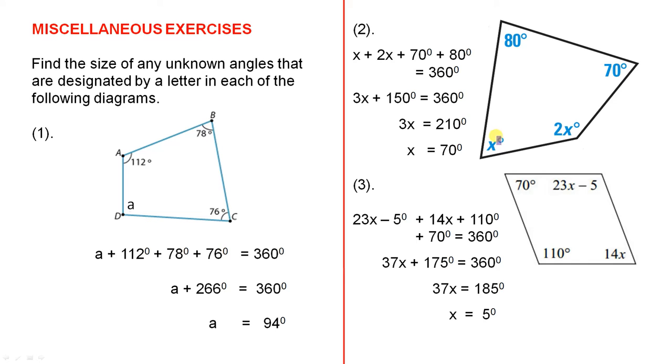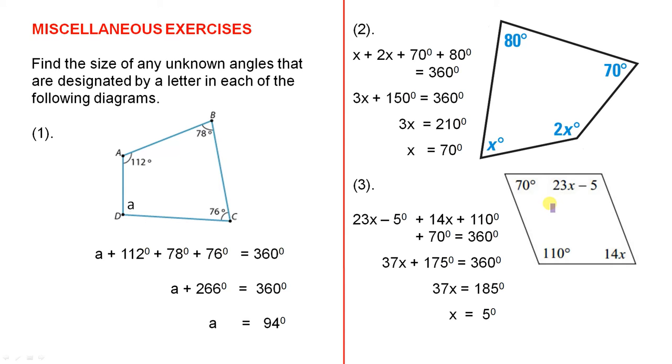Exactly the same here. We add those four terms together to get that equation. When we collect like terms, we have that, which gives us 3x equals 210. And that gives us x equals 70 degrees. So if that's 70, that must be, 2 times 70, gives us 140 for that.